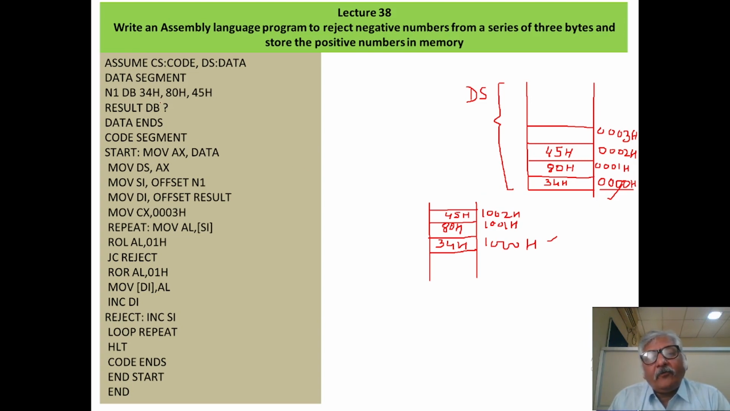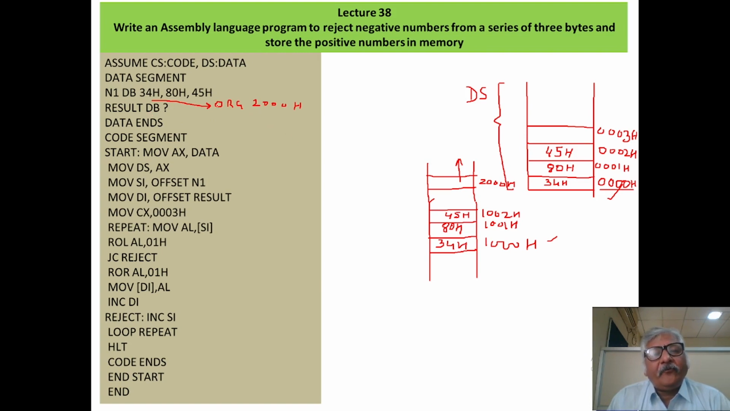But here also, suppose we want to store the result at 2000H, from 2000H onward. So here also we can write ORG 2000H, right? Then the offset address of the result will become 2000H, right?